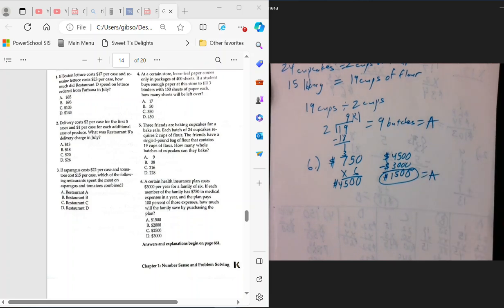It's $1,500. Now, this concludes lesson 4 of chapter 1 for the mathematics.